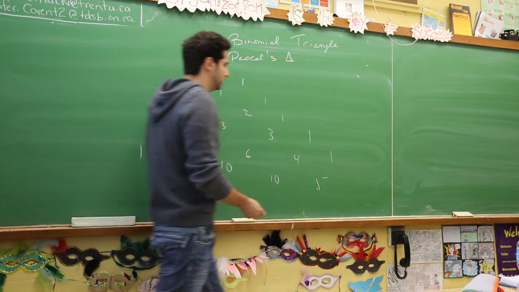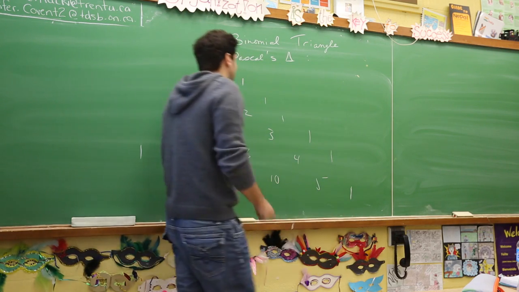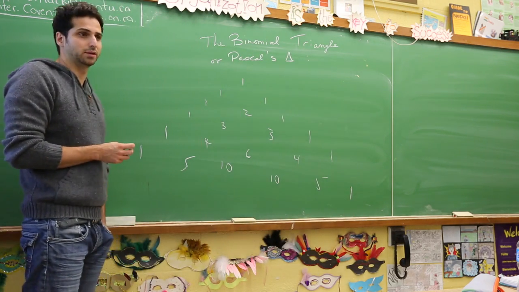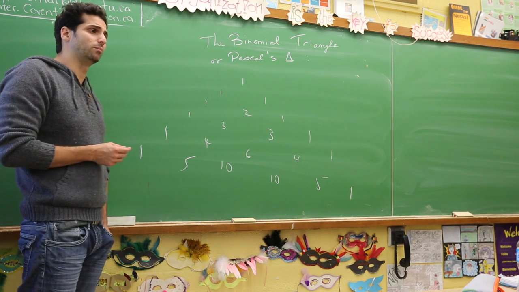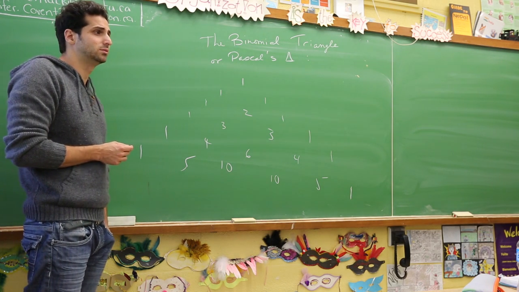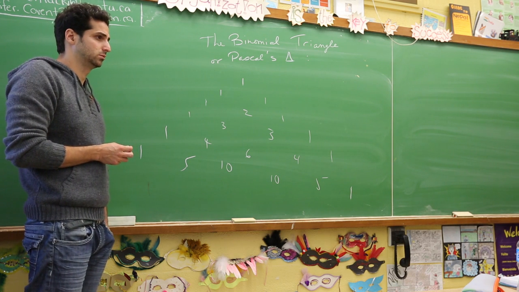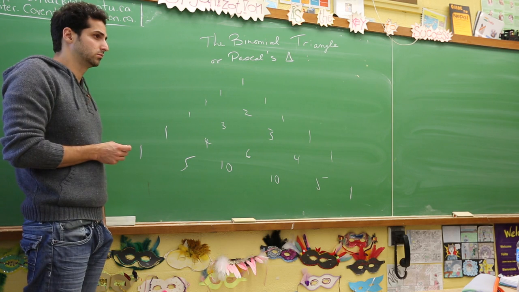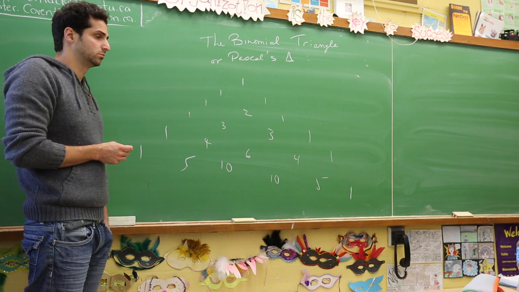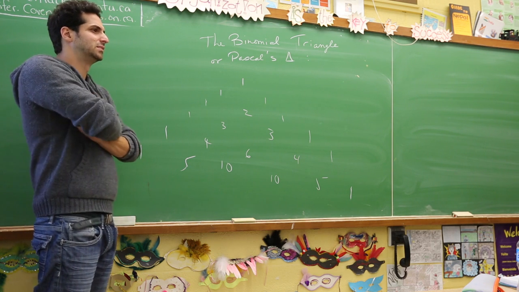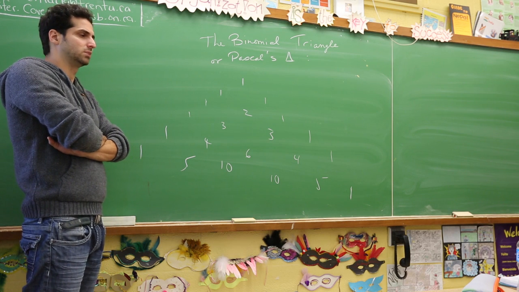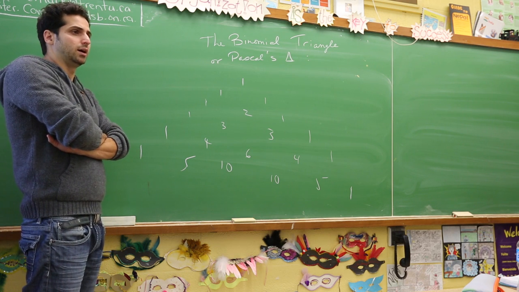But I'm calling it the binomial triangle. Anybody know why I'm calling it the binomial triangle? Yes. Because usually the last row added together gets the next row's number. That's not what I'm talking about.